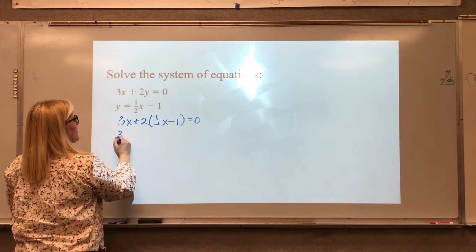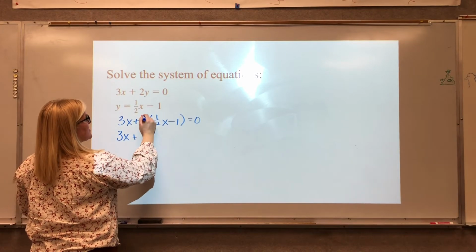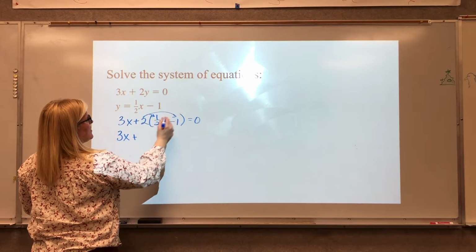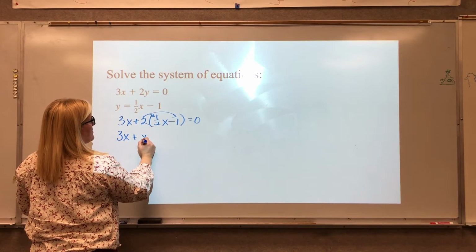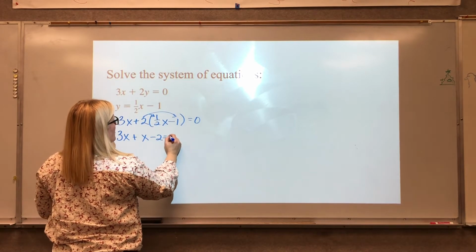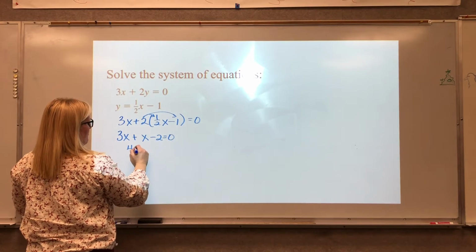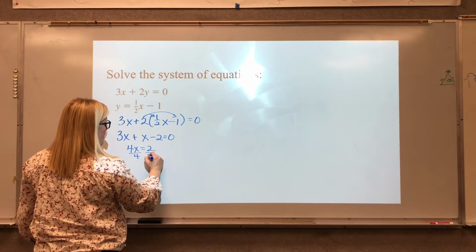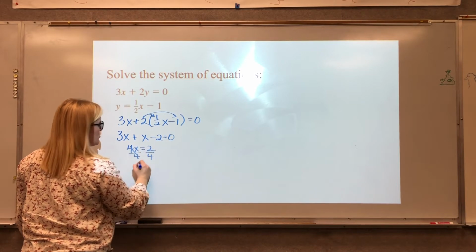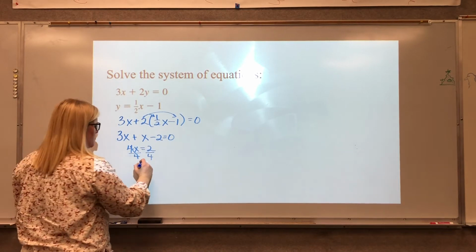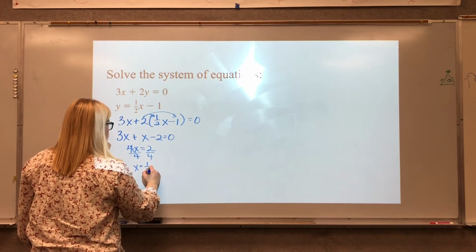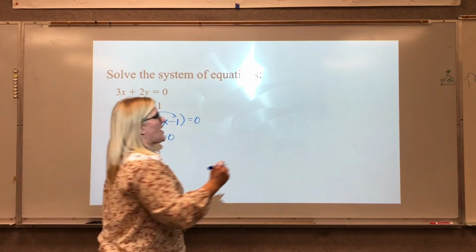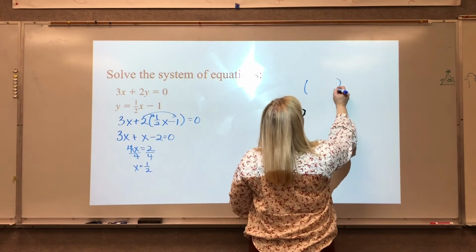So I'm going to solve for x again. 3x plus, this is going to distribute, 2 times 1/2 is 1, minus 2 equals 0. So now I've got 4x equals 2. Divide by 4. X equals 2/4, which is the same thing as 1/2. So there is my x value right there.